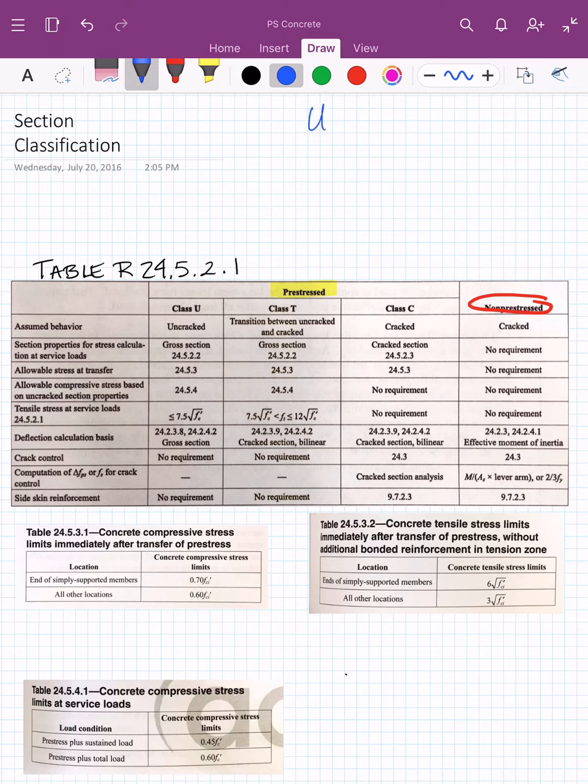So U, uncracked, T, transition, and C, cracked. It used to be in the code we pretty much had pre-stress or non-pre-stress. Pre-stress is not that simple in that the section can be in a couple different stages as you go through. So if you put enough pre-stressing in and balance it well with the loads, you can have a section that remains uncracked under service. And that's really the section that we're talking about in this class. This is the normal kind of fully pre-stressed section.